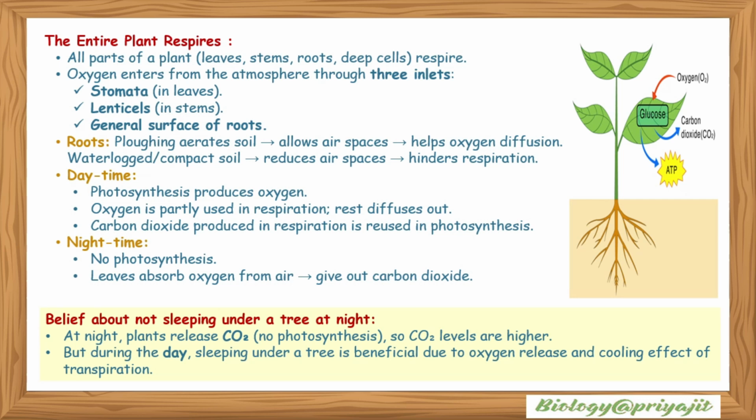During daytime, photosynthesis produces oxygen. Oxygen is partly used in respiration. The rest diffuses out. Carbon dioxide produced in respiration is reused in photosynthesis. At night time, no photosynthesis occurs. Leaves absorb oxygen from air and give out carbon dioxide.